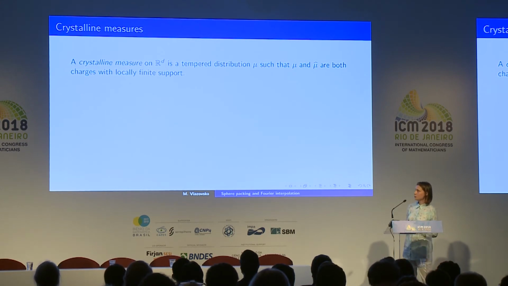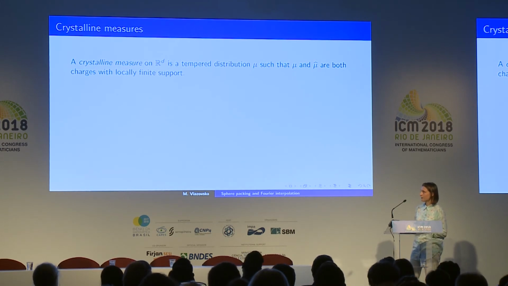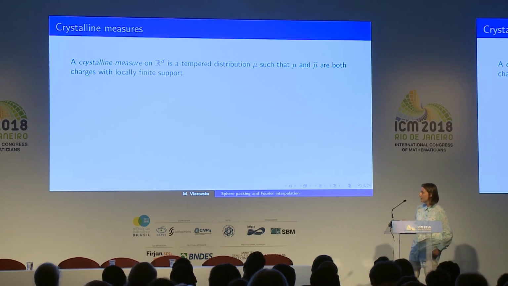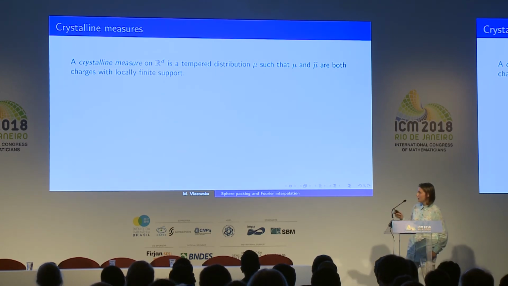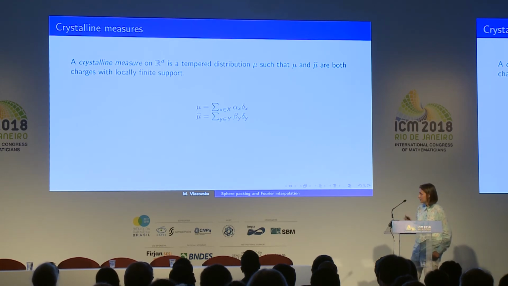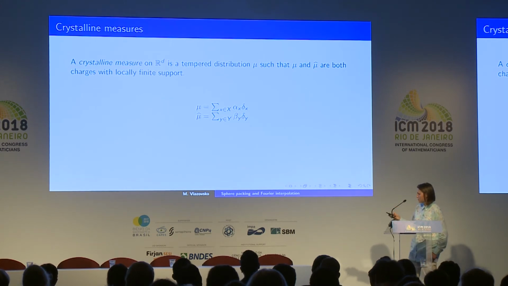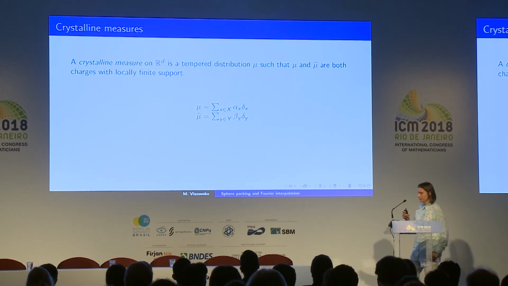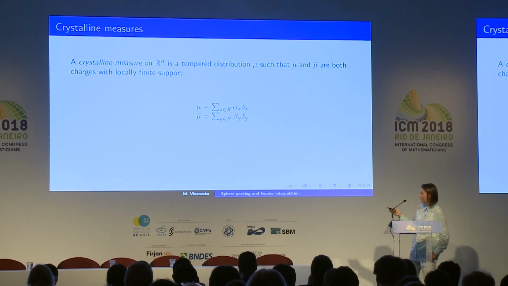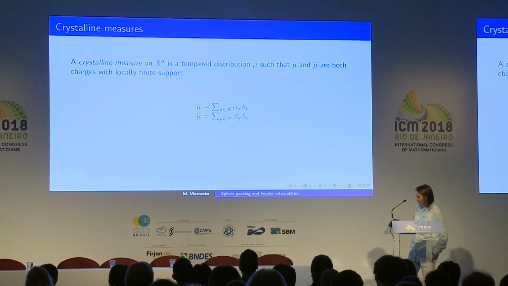Another way to think about this result is not only as an interpolation formula, but also as a construction of some special kind of crystalline measure. So what's a crystalline measure? A crystalline measure is a tempered distribution such that this measure itself and its Fourier transform both have a locally finite support. It means that we have some discrete sets X and Y, and mu and its Fourier transform are linear combinations of delta functions located at those points. We call X the support and Y the spectrum of this measure.